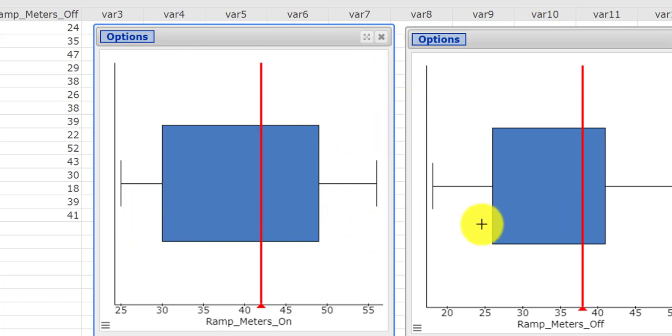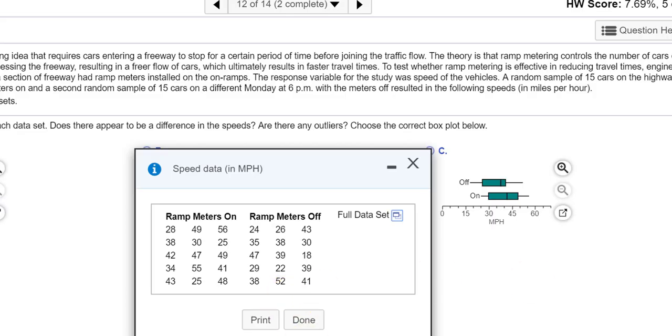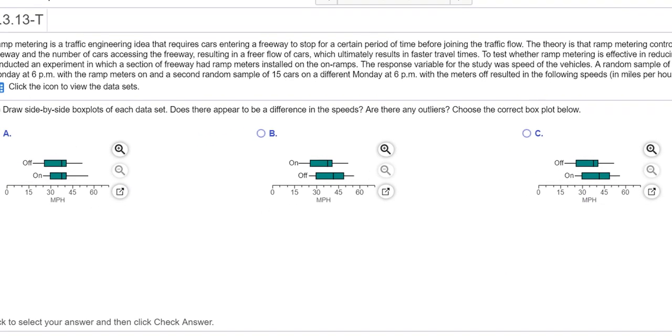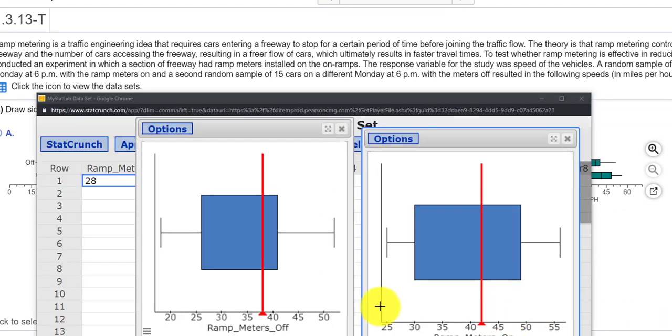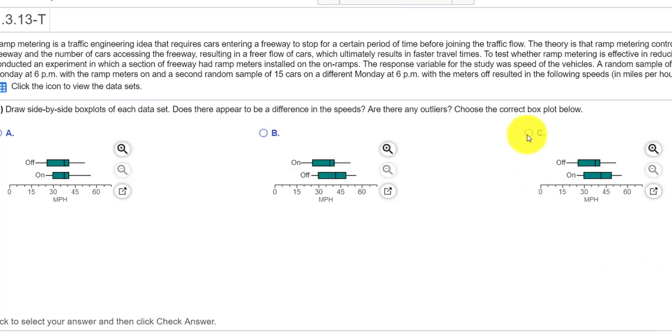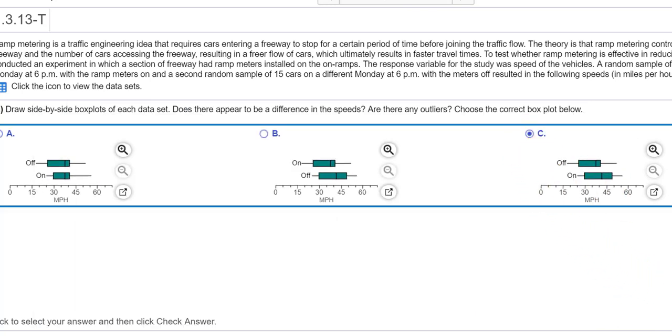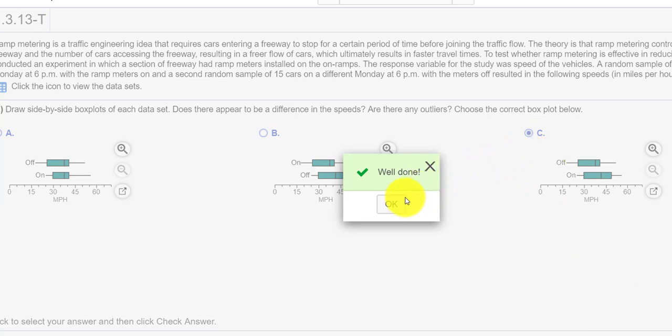So let's see if we can find these box plots in StatCrunch or MyMathLab. So I'm just taking a moment to look at both pictures. So after comparing my box plots, I believe the correct answer is going to be choice C. I enter and I get the well done.